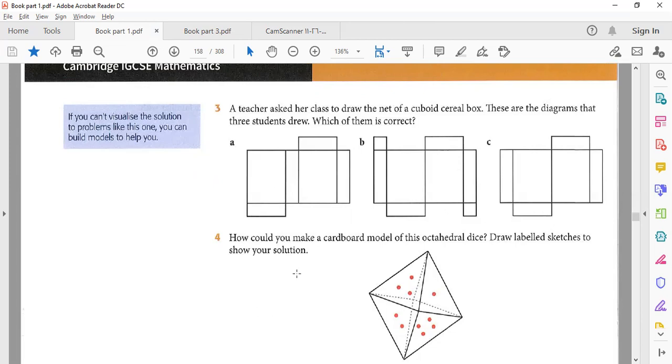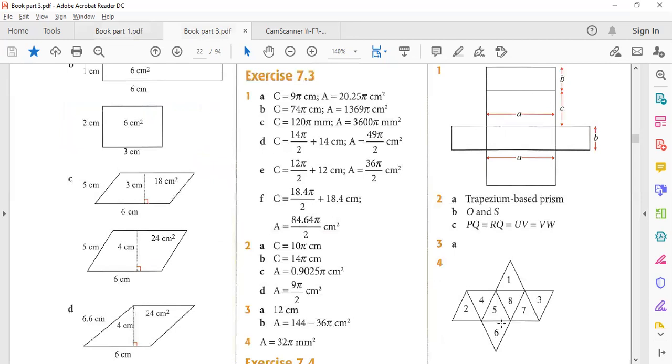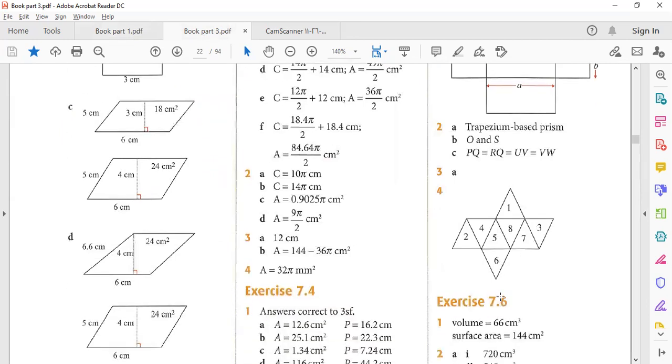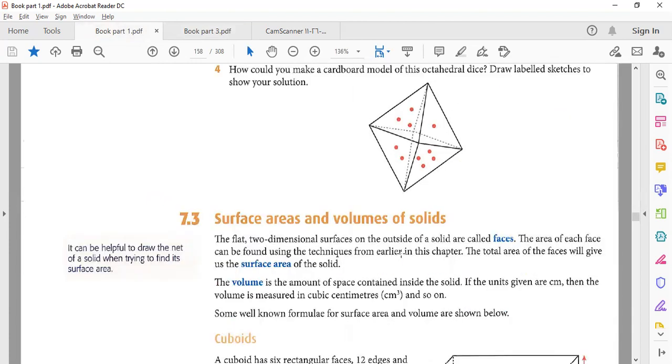How could you make a cardboard model of the octahedron? Draw and label a sketch to show your solution. With the help of this, you will draw your octahedron. Octa means eight-sided, so you need to draw eight triangles. Like this, and the next shape you will draw like this. With the help of this, you can draw all these octahedron shapes. So this dice is helpful for you. I hope it's easy.